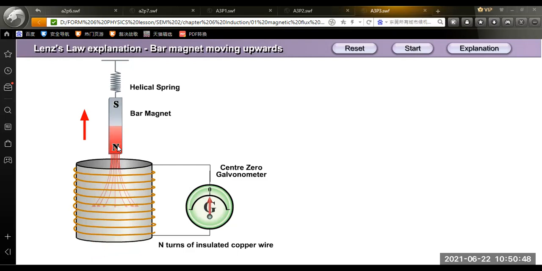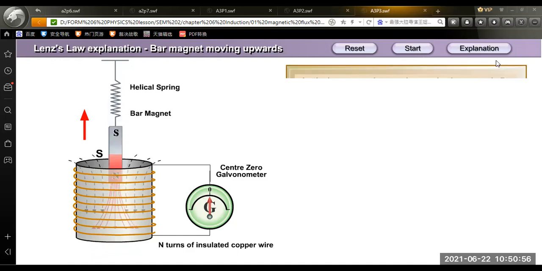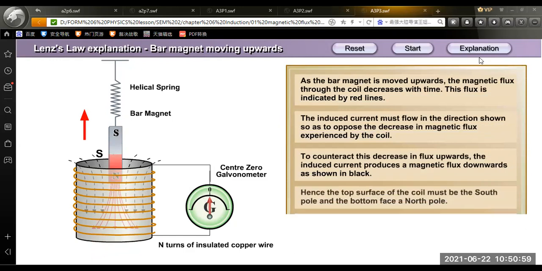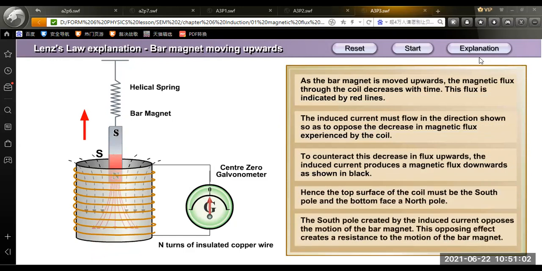Okay, so this magnet moves away. Lenz shows that it must be opposite, must attract each other. So north and south will attract each other. Explanation, the same thing. As the bar magnet is moved upwards, the magnetic flux through the coil decreases with time. This flux is indicated by the red line. The induced current must flow in the direction shown so as to oppose the decrease in the magnetic flux experienced by the coil. Oppose, yeah? Opposite. So that means it will become a south pole.